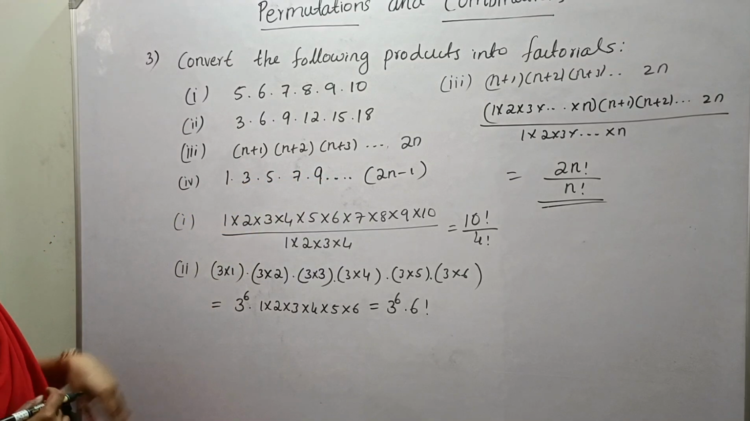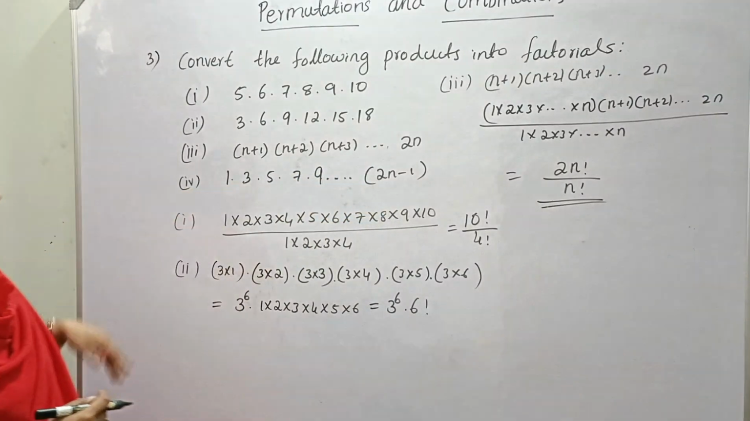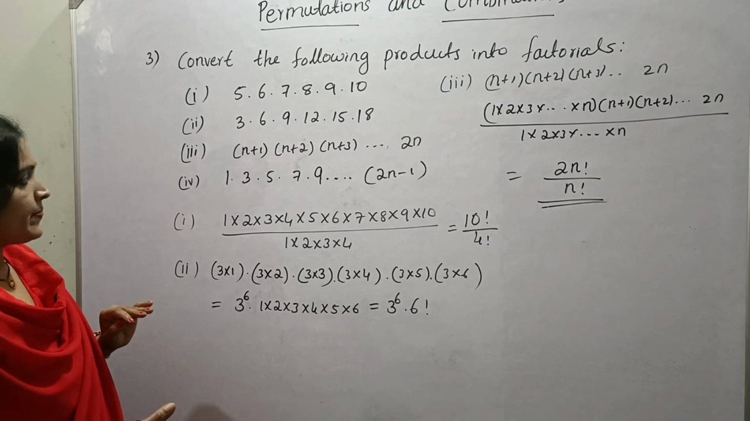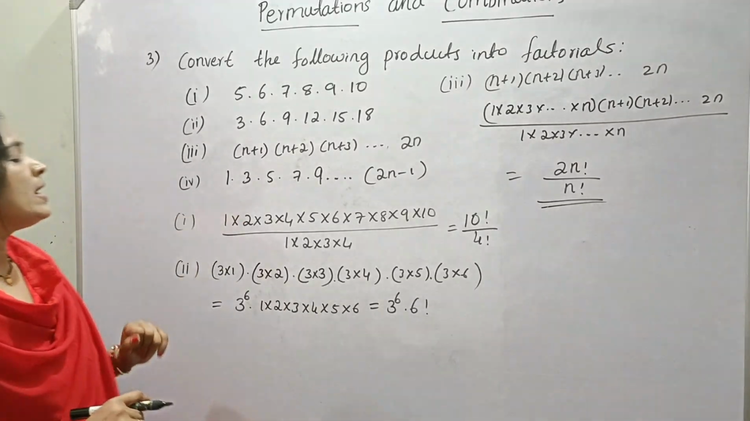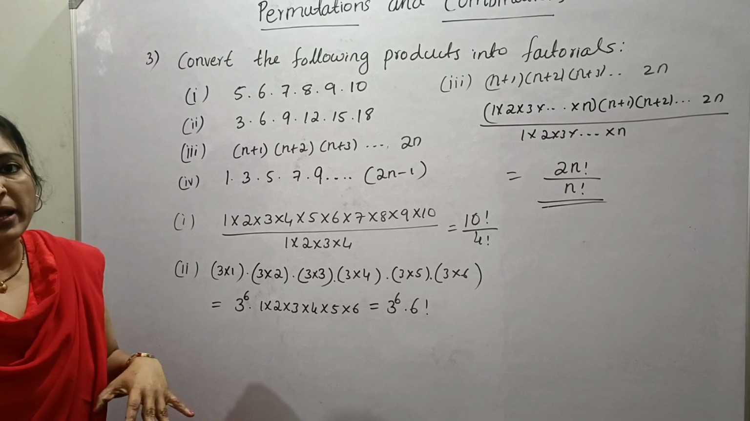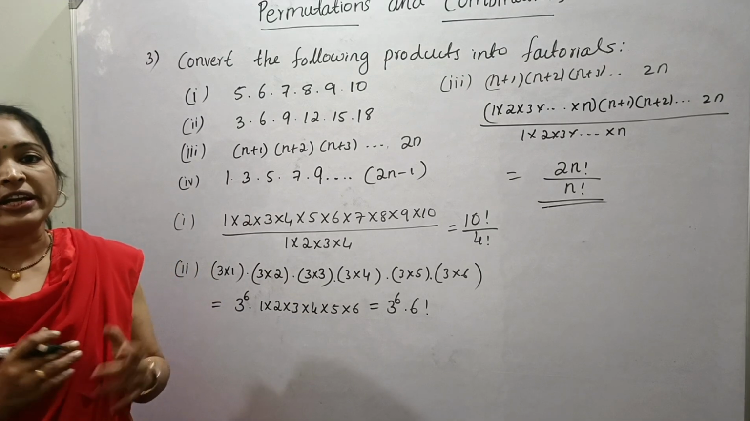into 2n minus 1. See, here only odd numbers are here, right? So no even numbers. Middle numbers are missed. So we cannot write it directly as a factorial. So here also we have to multiply some numbers, that is even numbers. Okay.